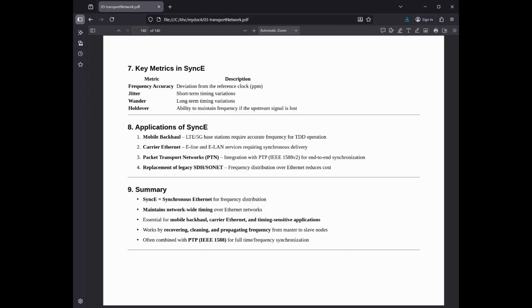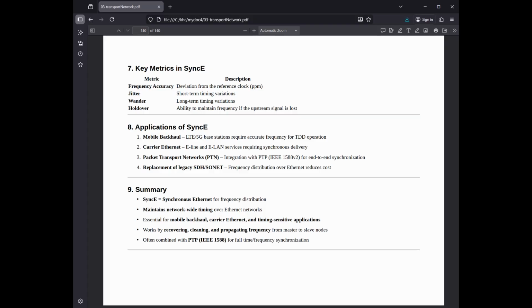Replacement of legacy SDH/SONET: many critical infrastructure networks, power grids, railways, and utilities, are finally decommissioning their 30-year-old SDH/SONET equipment. Maintaining the clock: legacy equipment was built to expect a physical layer clock. SyncE is the only Ethernet technology that provides this, allowing these organizations to upgrade to 100G Ethernet while keeping their specialized legacy sensors and control systems operational.